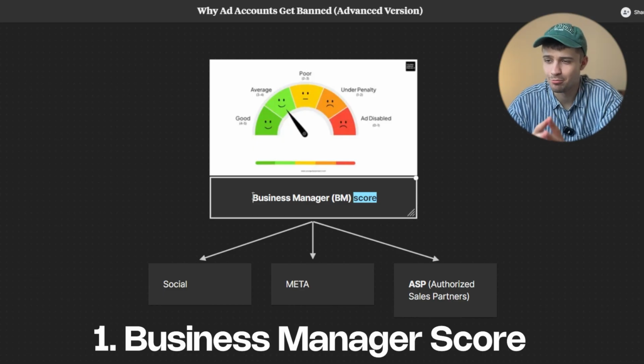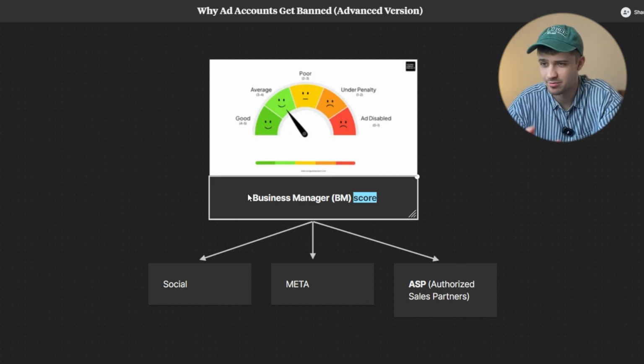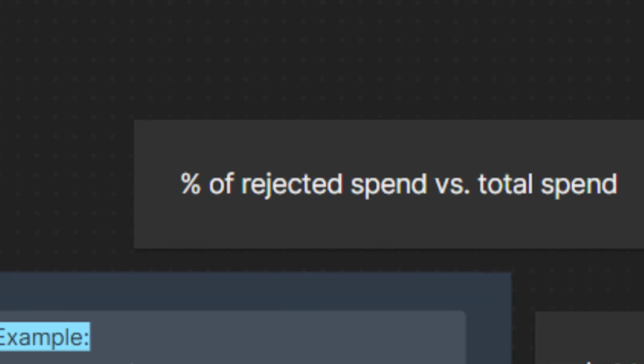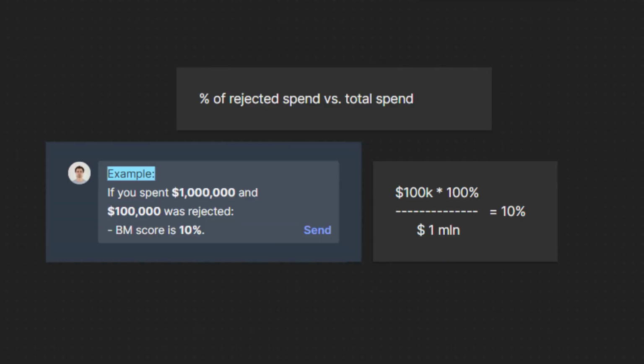First and foremost, business manager score. Every business manager, whether it's social, reseller, or ASAP, has a business manager score. You'll actually never see this, but it is valid just behind the scenes. It's based on the percentage of rejected spend versus total spend. For example, if you spent $1 million and $100,000 of that was rejected by Meta, your business score is 10%.